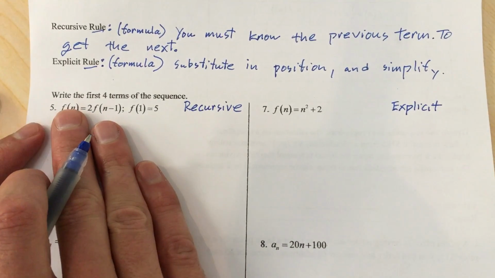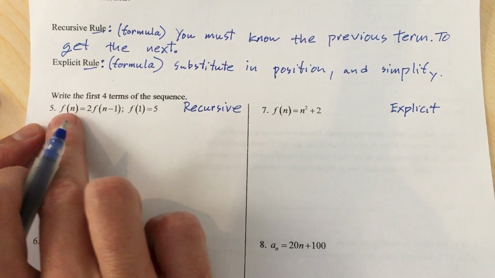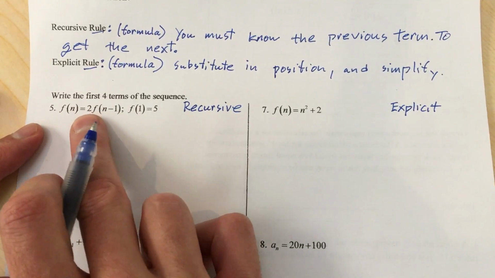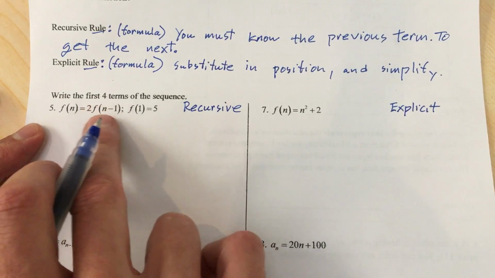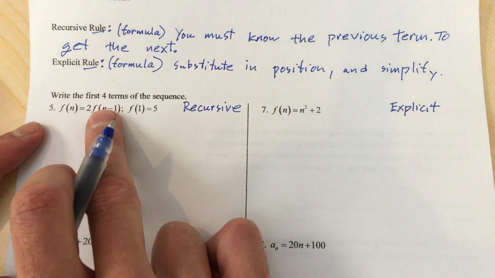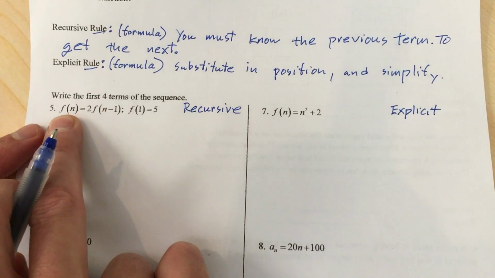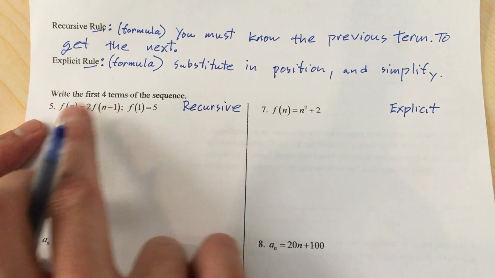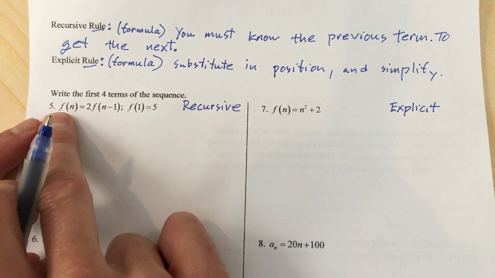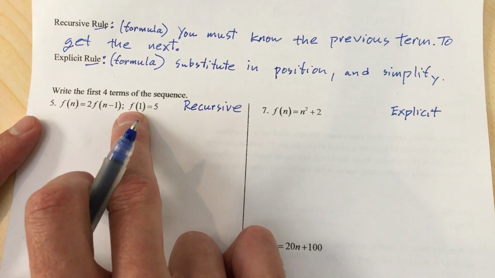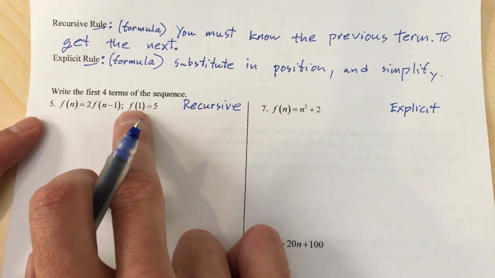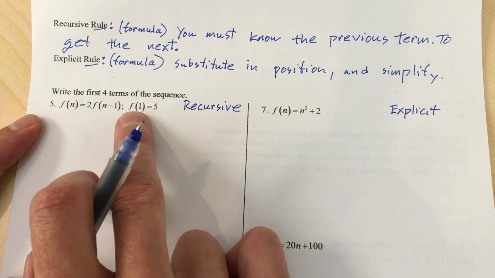So our recursive rule, you can see that it's giving us our formula here, and don't be confused by that f of n and f of n minus 1. This is talking about our position, okay? I'm sorry, f of n is our term, n is our position. So f of 1, so f of position 1 is 5.